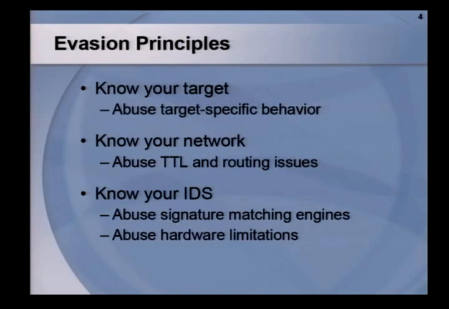So, the quick thing about evasion. The whole principle behind IDS or IPS evasion is you have to know more about your target than the IDS or IPS does. Whatever product you're trying to evade, you have to know more about the system you're attacking than it does. That's how you can do things where it sees one attack, but you send another. That's the basic rule. If you know your network better than the IDS does, you can abuse routing issues, TTL, and asynchronous routes to make sure the IDS doesn't have a clear picture of what's going on. Also, if you know your IDS really well, you know exactly what signatures it uses, how it does pattern matching, and what its weaknesses are, and you can abuse those things to also bypass the IDS or IPS.